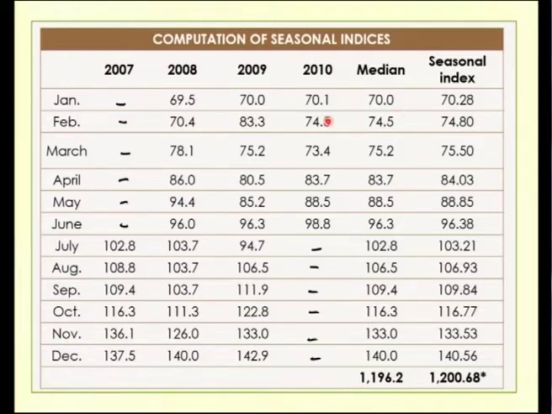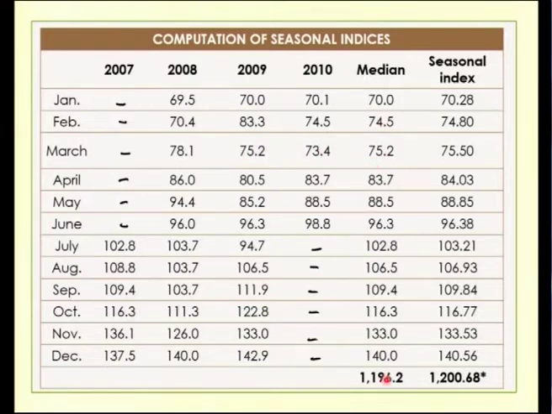The next values are 70.4, 83.3, 74.5. These 3 values are not arranged in ascending order. Therefore, when you arrange them in ascending order, it is 70.4, 74.5, 83.3. Among these, the middle value, 74.5, is the median, so 74.5 is written here. Similarly, this one is arranged in descending order, and the middle value is 75.2.